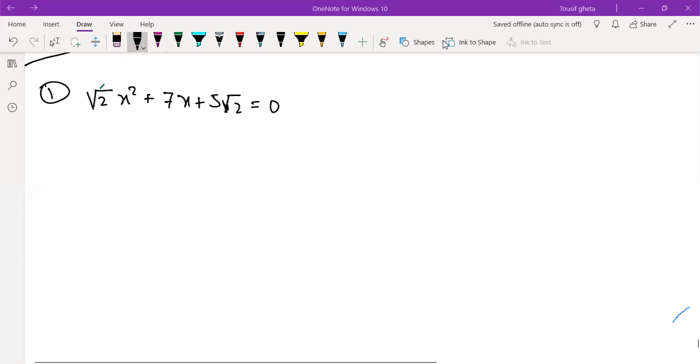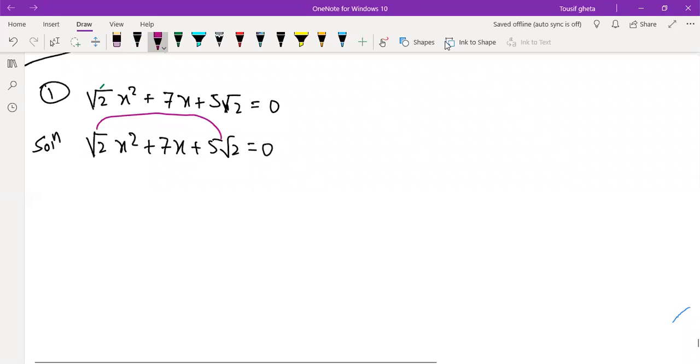So the question here is: root 2 x square plus 7x plus 5 root 2 equals 0. Some students got the answer. Very good. So what is the first step? We need to multiply this.